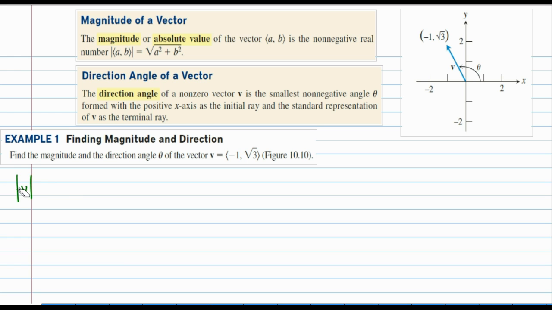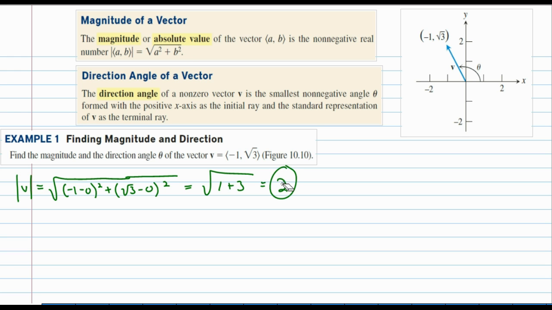The magnitude of v, or absolute value of v, is going to be the square root of, now in our case, I know it's a squared plus b squared, but I wanted to show you it's the x distance squared plus the y distance squared, and then you take the square root of that, which gets you the square root of 1 plus 3, the a squared plus b squared, and then 2. So the magnitude is 2. The length of this vector is 2.